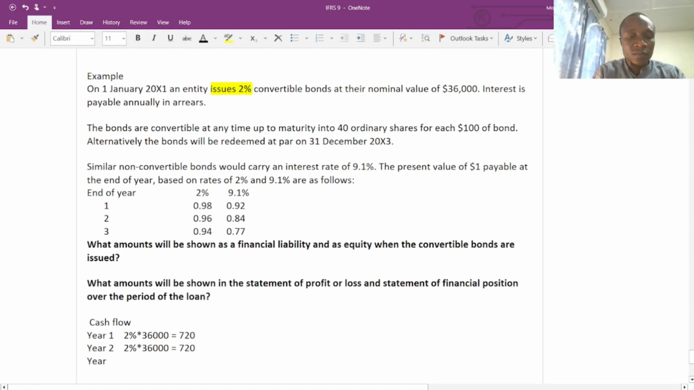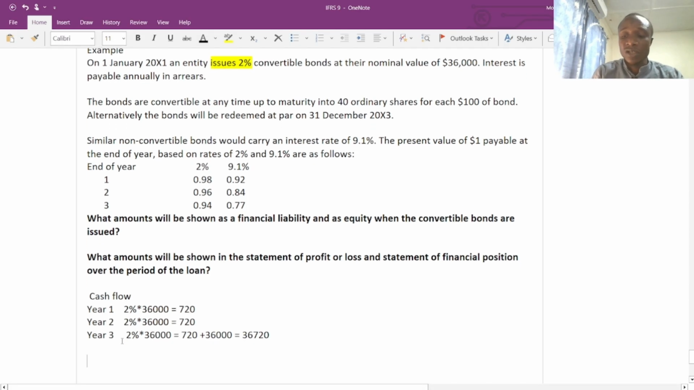In year three, it will be 2% multiplied by 36,000, which will give us 7,200 plus the redemption value 36,000. So it will give us 36,720. So this is how we are going to calculate our cash flow.